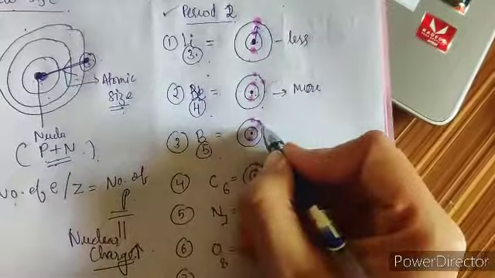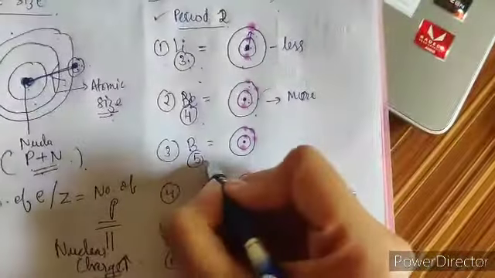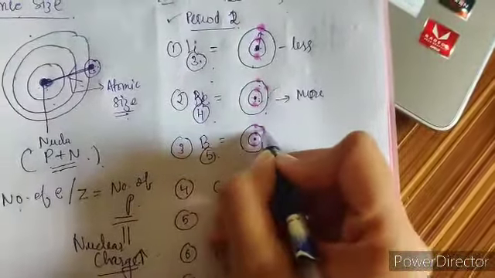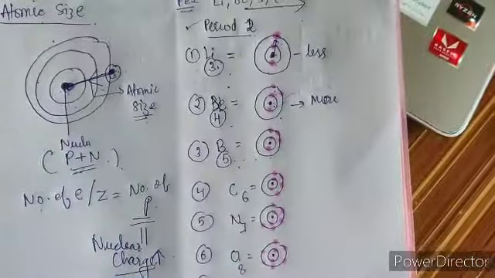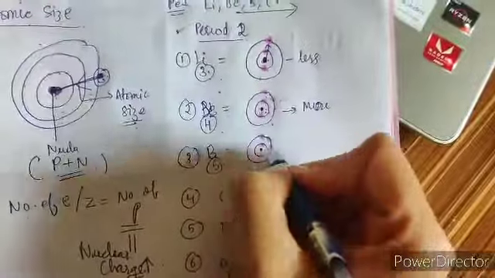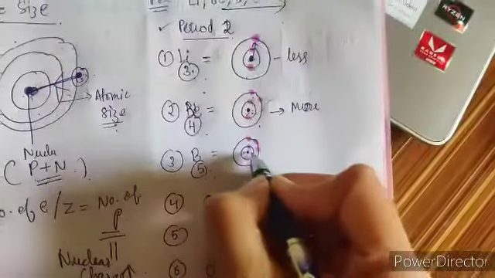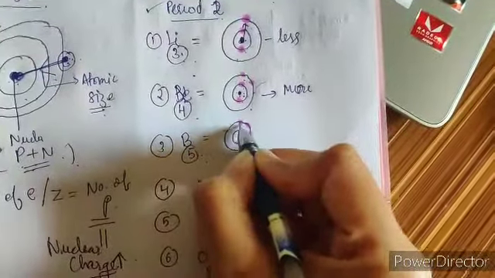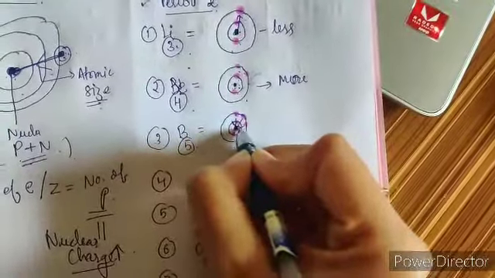Similarly, in the case of boron, the nuclear charge has increased further. Nuclear charge now is 5. And electrons are going in the same shell itself. Right? The number of shells is not increasing. More electrons are going into the same shell. So this nucleus will attract the electrons more strongly.